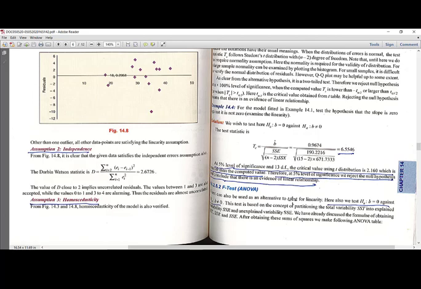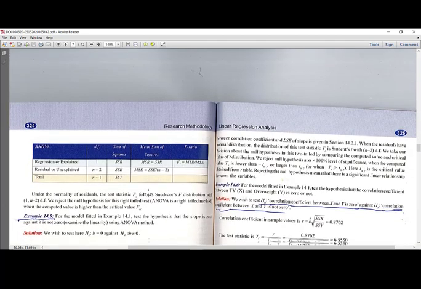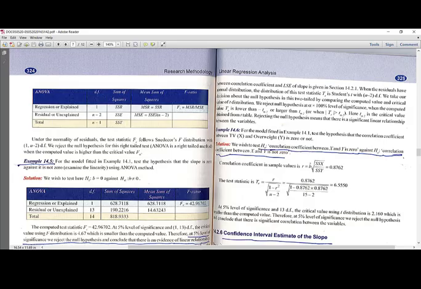After obtaining these sums of squares, we make the following ANOVA table. This is the ANOVA table. Regression, the explained part, is indicated by SSR. Residual, the unexplained part, is indicated by SSE. The degrees of freedom for regression, the explained variation, is 1, for the unexplained it is n-2, and the total degrees of freedom is n-1. For the sum of squares, regression is SSR, residual is SSE, and total is indicated by SST.